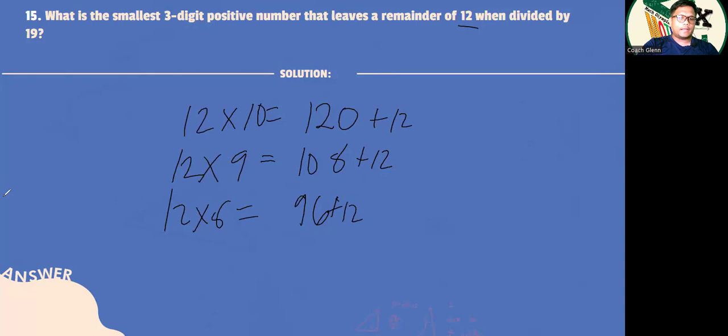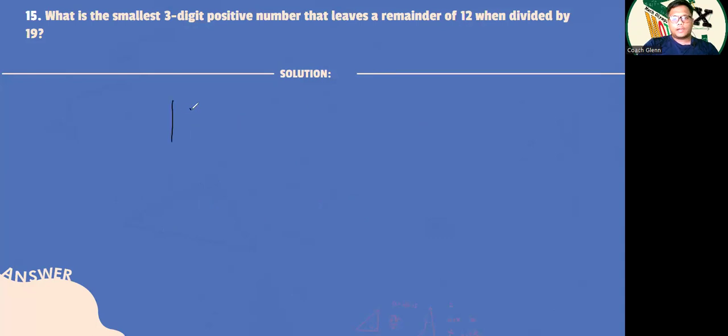Oh, wait, we're dividing by 19. Wait. Let's start first with 19 times 5. Okay, my bad. We were dividing by 19. So 19 times 5, that's equal to 95. So since we need to have a remainder of 12, we just add 12. So that's equal to 107. So the final answer here should be 107.